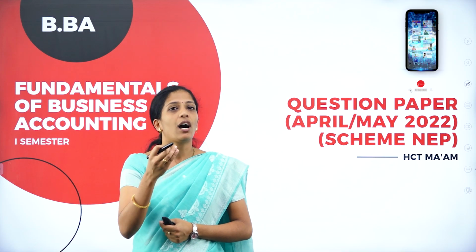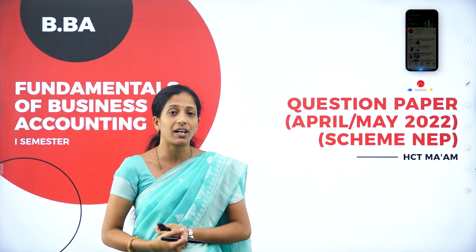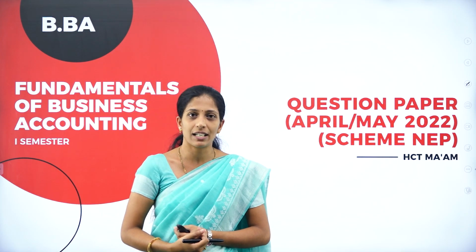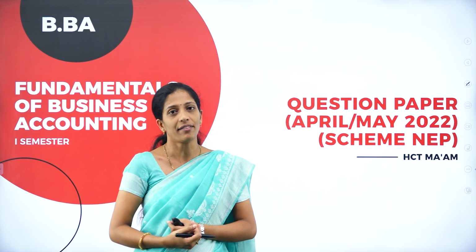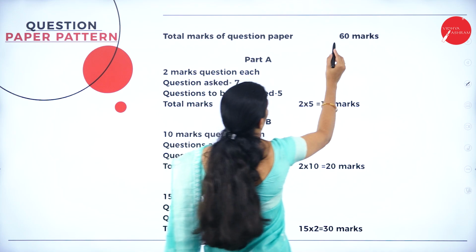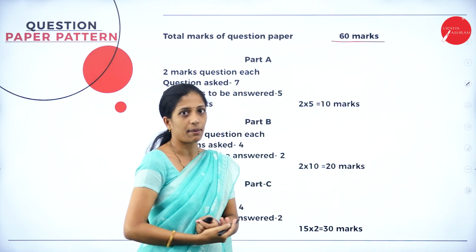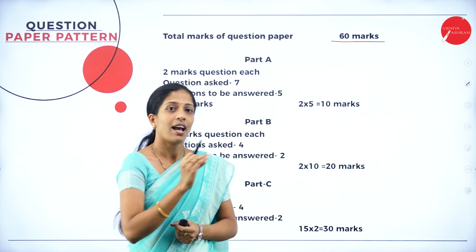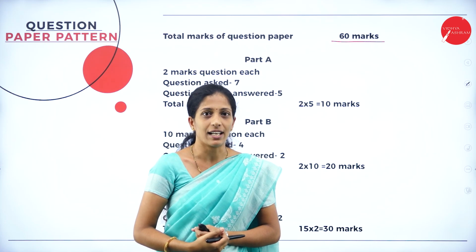So let us see how they have asked in your previous question paper, how the question paper has been divided and what type of questions they have asked. If you see your question paper, the total weightage of your paper is 60 marks. So 60 you will write and 40 will be your internals, correct?